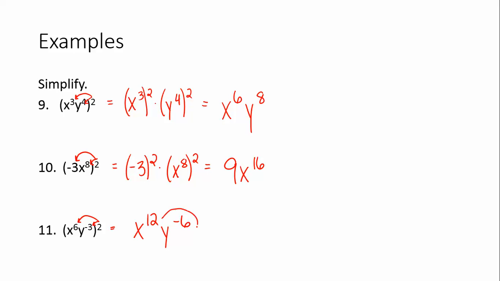but I can't leave a negative in my answer. The y has the negative exponent, so it has to be moved down into the denominator. The x will stay put on top, x to the 12th over y to the 6th.